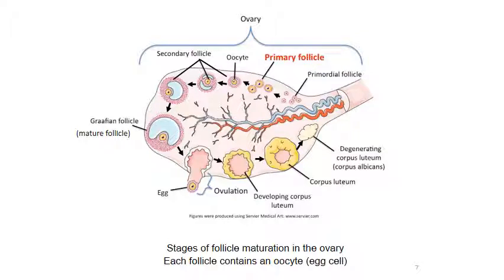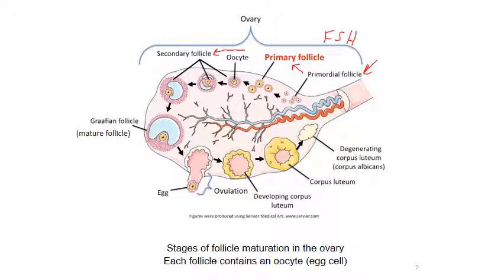Okay, so this is showing the succession of these follicles. There are many of these primordial follicles, and one or a few of them may be selected. Then they're going to get larger because of FSH. The primary follicle is going to get larger and form a secondary follicle. Again, FSH is causing it to get larger.